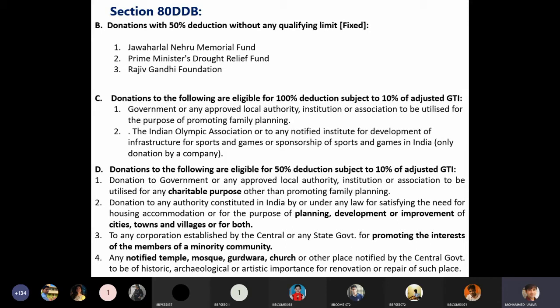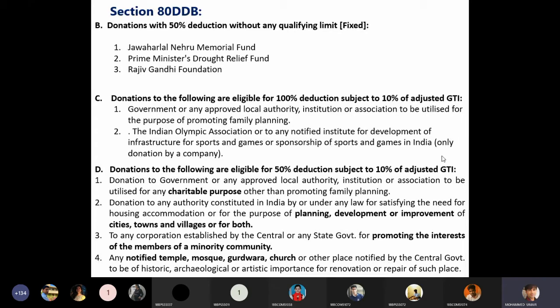Second, donation given for promoting planning, development and improvement of cities, towns and villages, or both. Donation given to any corporation established by central or any state government for promoting the development and welfare of the interest of the member of minority community. And the last one, donation given to any notified temple, mosque, gurudwara, church or any other place notified by the central government to be of historic, archaeological or artistic importance for renovation and or repair of such place.